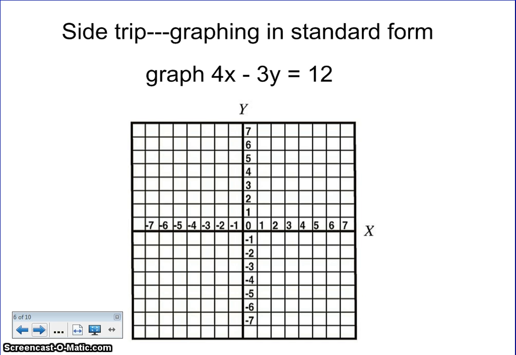All right, let's graph this one in standard form and rewrite the equation in slope-intercept form. Everybody can do this one on your own. Hit pause on the recording and then come back and check your answer when you're done.